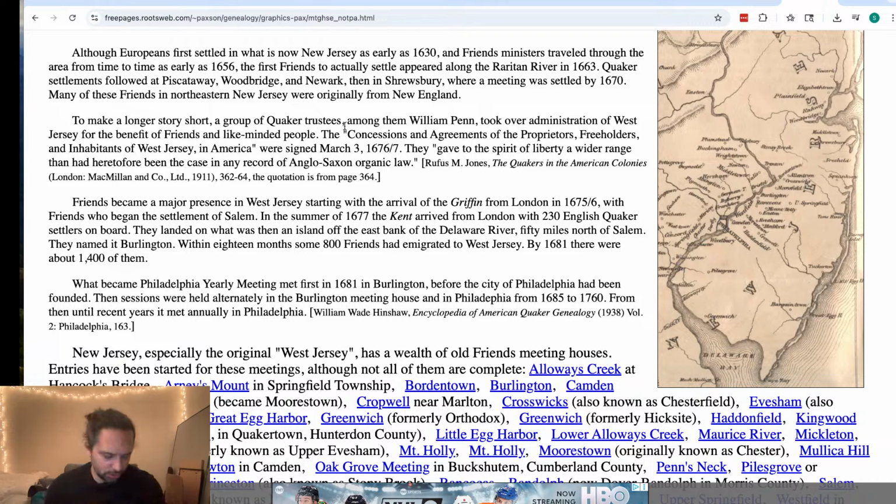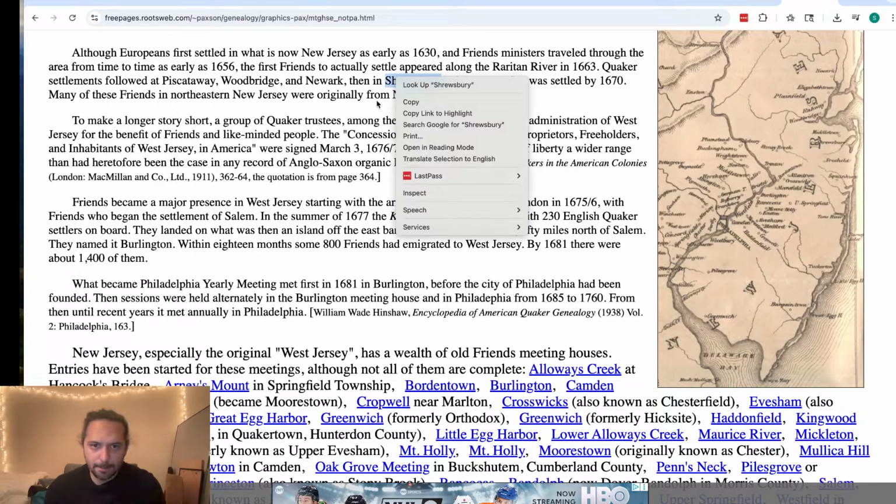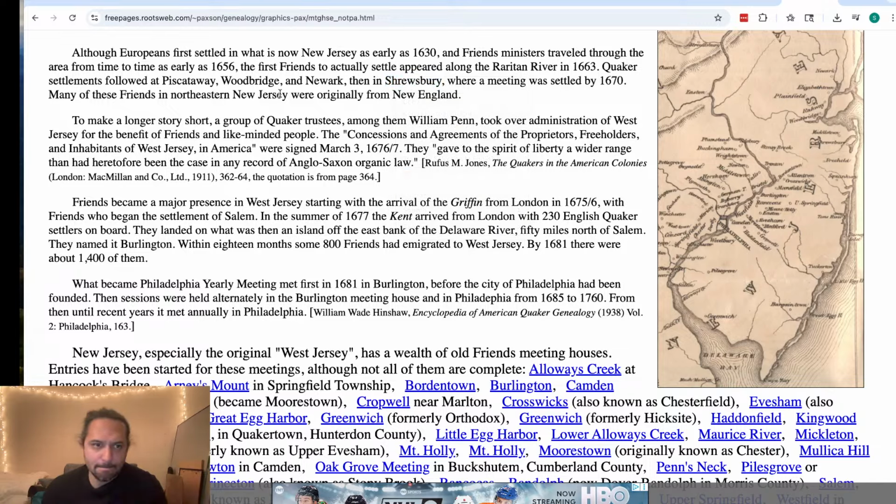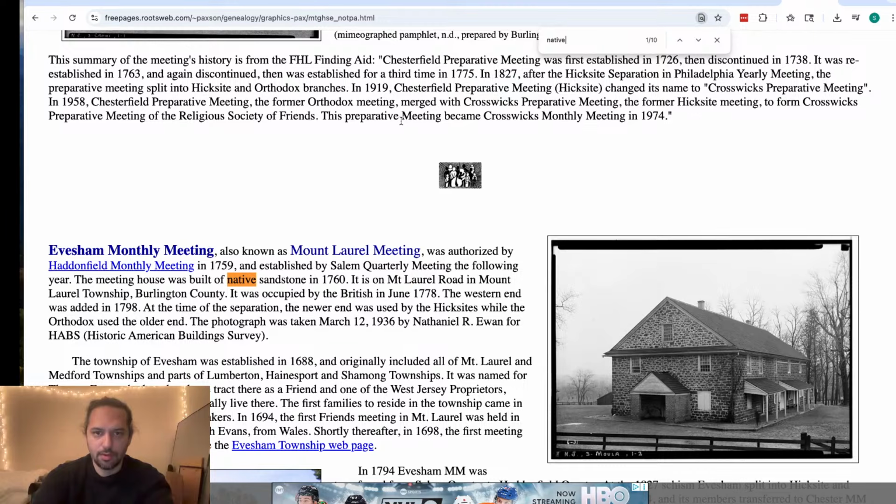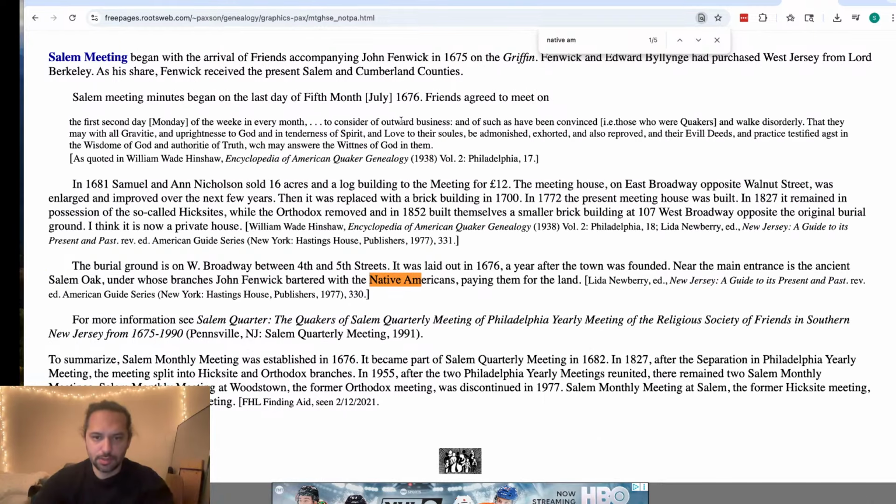Let me just do a quick Control Command F. There we go. Let's do Native Americans. 4th and 5th Streets laid out. Where is this?